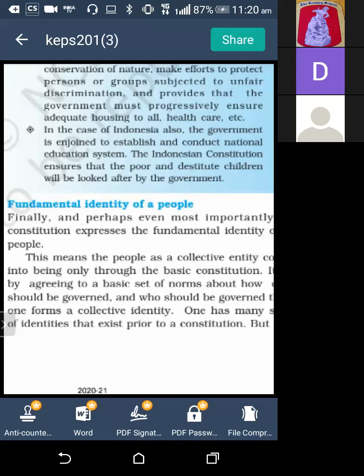Let me tell you one thing. This book is not so easy. You have to read it. I'm explaining to you sentence after sentence, but you should go through it after my lecture, right?